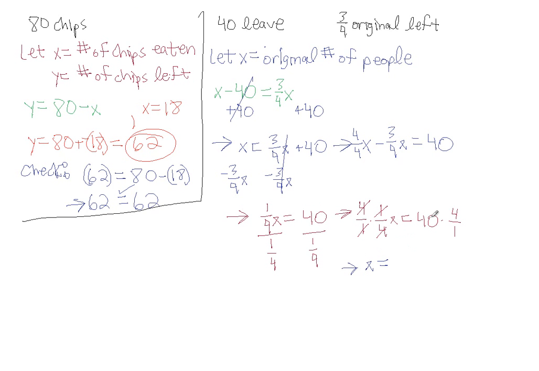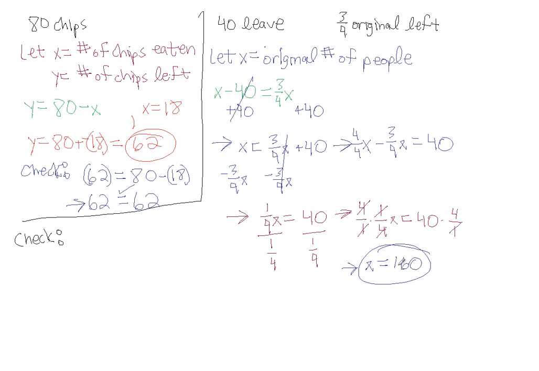And on this side, we have 40 times 4 over 1. Well, we can actually just drop the 4 over 1 and just write 4, because we're multiplying by a whole number. So 40 times 4 is 160. So x equals 160. So the original number of people in our group is 160. Now we always want to check our answer. Let's go ahead and check it just to make sure we're correct.